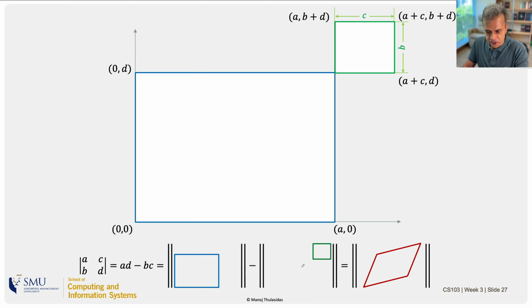Let's do this once more. So what I'm claiming is that the blue guy minus the green guy is AD minus BC, which is true because the area here is AD, the area here is BC.